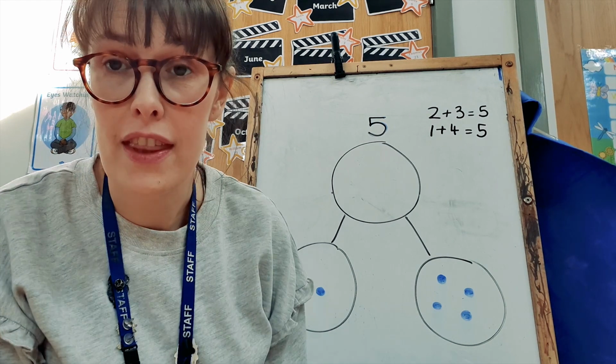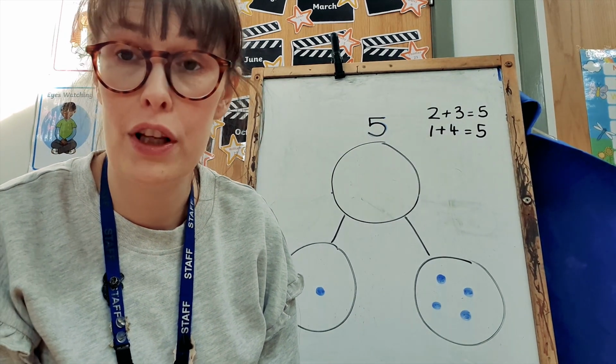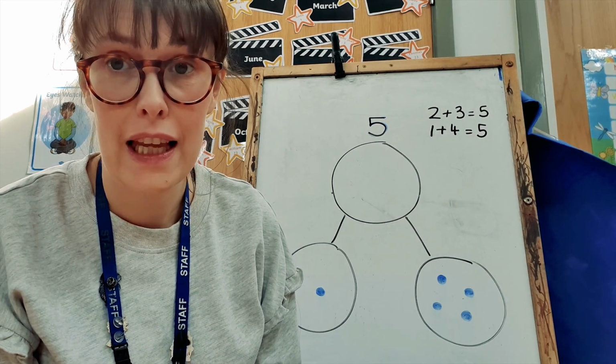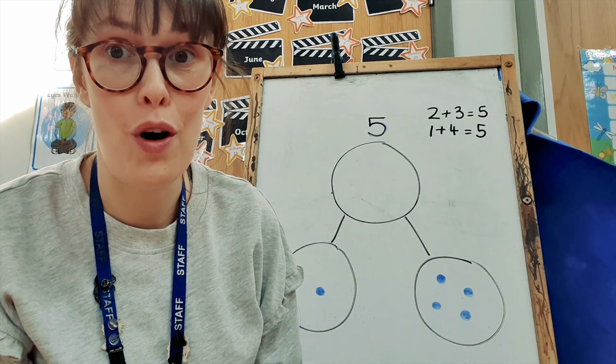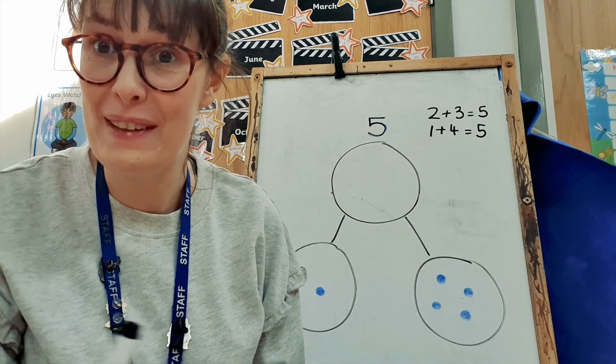Can you now have a think what other number sentences make 5? We've got 2 plus 3 equals 5. 4 add 1 equals 5. There's one more. Have a think. What could the last one be?